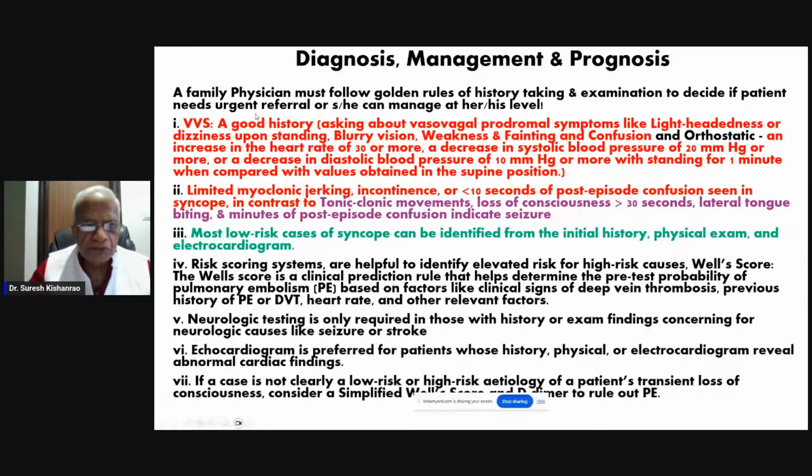As a family physician, the golden rule one has to follow is first to decide if the patient needs urgent referral. This is based on taking a good history regarding the vasovagal prodrome symptoms like light-headedness, dizziness, coming on standing, blurring of vision, etc., which we have already gone through. And for orthostatic, as I told you, the only proof is documenting or recording the BP and pulse rate.